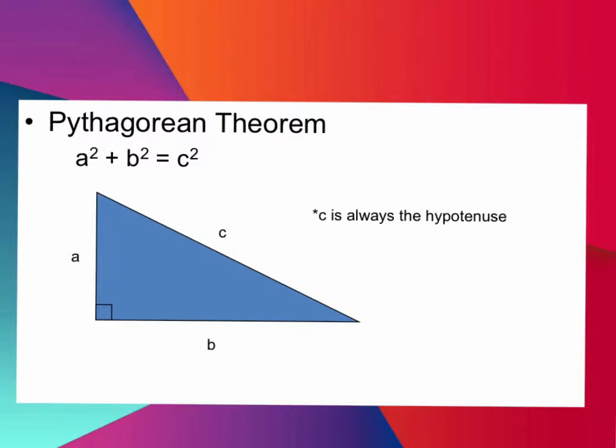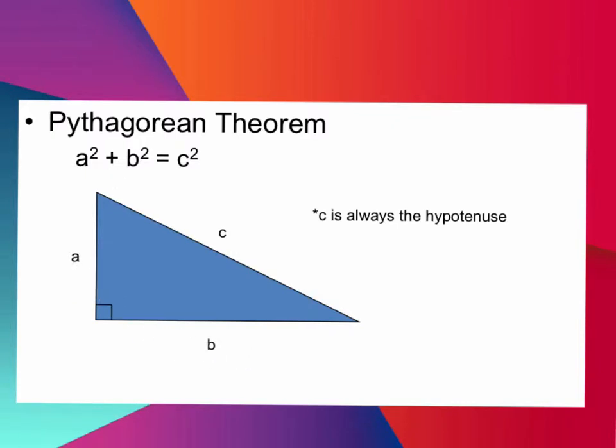So here's the Pythagorean theorem. It tells us that a squared plus b squared equals c squared. So they're saying that this leg squared plus this leg squared, so the sum of these two legs squared, is equal to the hypotenuse squared. And c is always the hypotenuse. A and b could be changed. It doesn't matter since addition is commutative anyways.